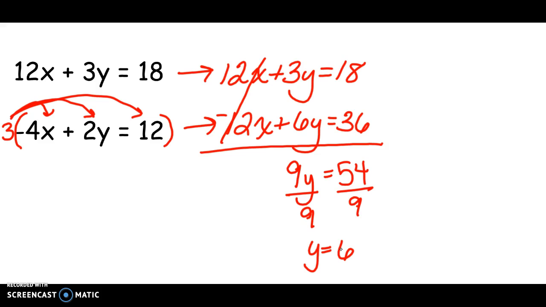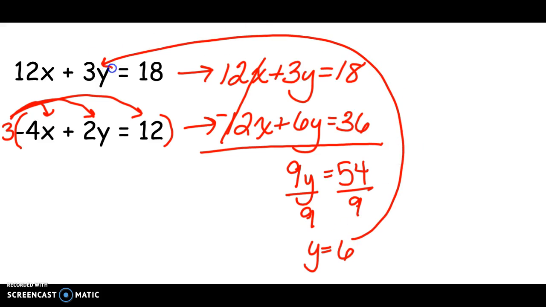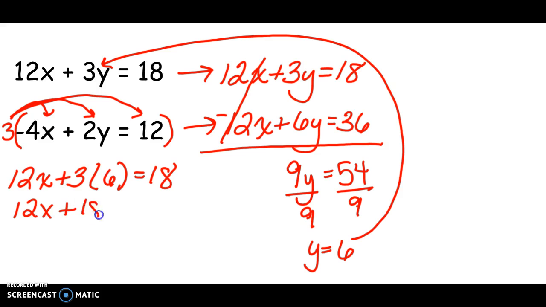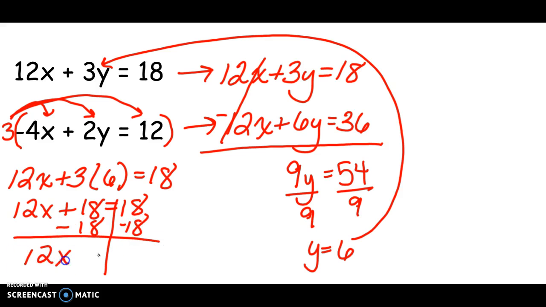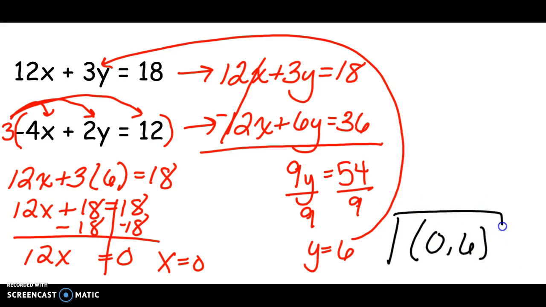And then, as always, we just plug it in. So I'm going to take it and plug it into the original, first one. And I'm going to have 12x plus 3 times 6 equals 18. 12x plus 18 equals 18. Subtract 18 from both sides. You get 12x equals 0. Therefore, x equals 0. Therefore, my final answer is 0, 6. And that is the point of intersection or where these two lines cross.